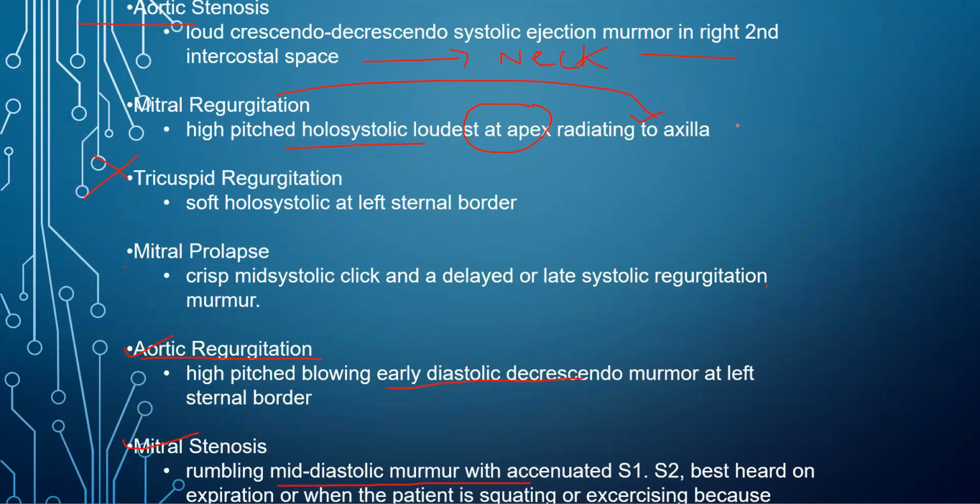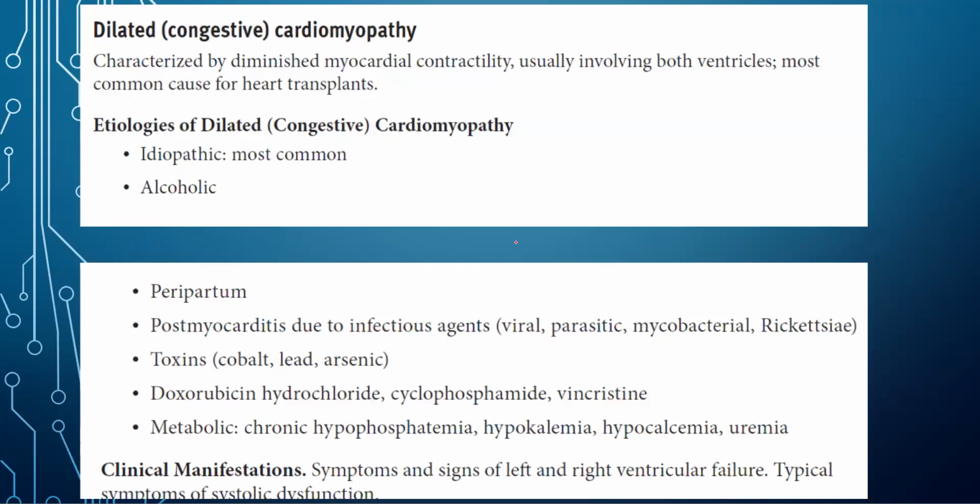There are murmurs which change with position and respiration. Especially the mitral stenosis murmur, you will hear it better if the patient lies on their left-hand side. An aortic murmur is best heard if they lean forward. So these are the two things you can remember: aortic murmur is best heard when leaning forward, mitral murmur is best heard in the left lateral lying position. If you can remember up to this in murmurs, I can assure you that you will be able to answer the murmur-related questions that come in the exam.